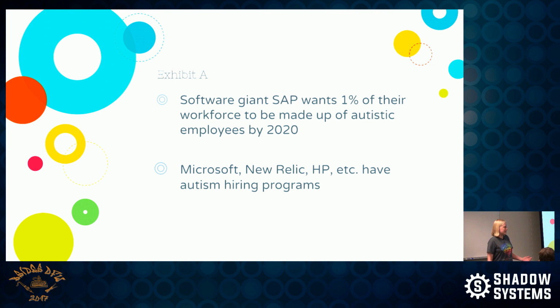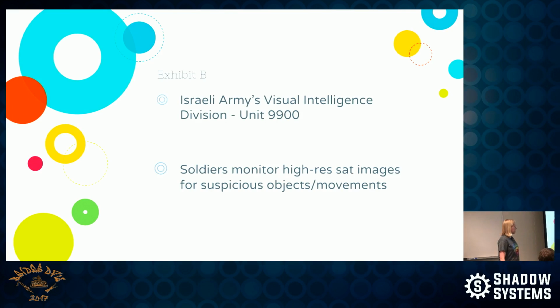They're not the only ones. Microsoft, New Relic, HP, and more have autism hiring programs that assist autistic employees in moving into a full-time job, and adjusting to that, which could be difficult. And in exchange they get the abilities they've identified. One of my favorites is the Israeli Army's Visual Intelligence Division, also known as Unit 9900.